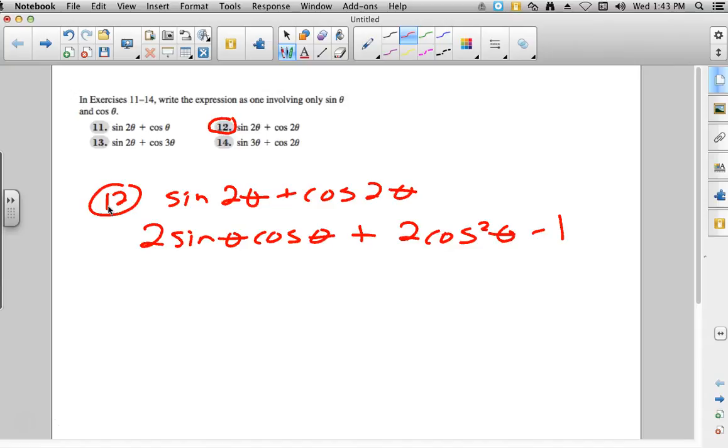I mean, it doesn't seem to be simplified at all, but that's not what they asked us to do. It said, write the expression as one involving just sine theta and cosine theta. There are no double angles in any of this, so we have it.